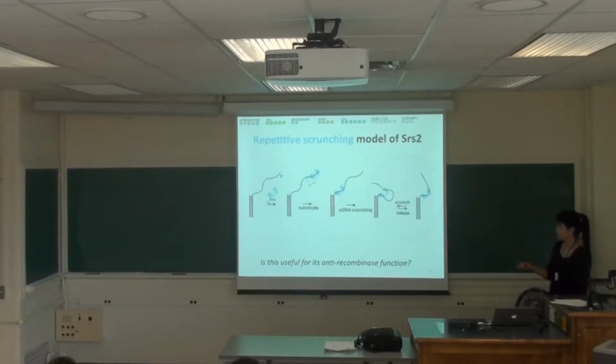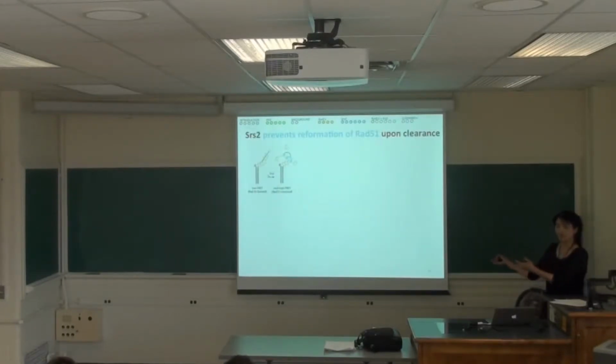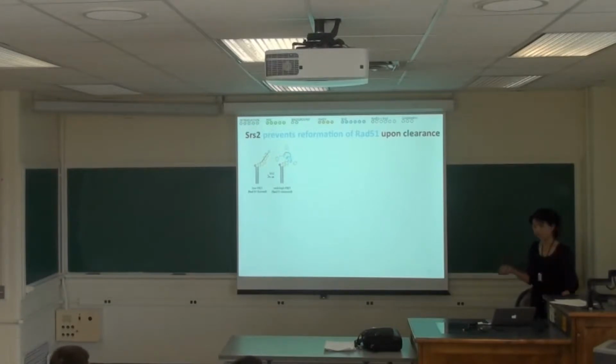Okay, so it does all of these things, but is it useful? Is it really using this activity to contribute to its anti-recombinase function? So here come the 2 players. Now we put both proteins together, again in the same DNA construct. We form the Rad51 filament first, then we add Srs2 to see what happens. Because we preform it, it's already low FRET. Then when we add Srs2, if it's dismantling the filament, we should see FRET going up, and whatever happens afterwards.